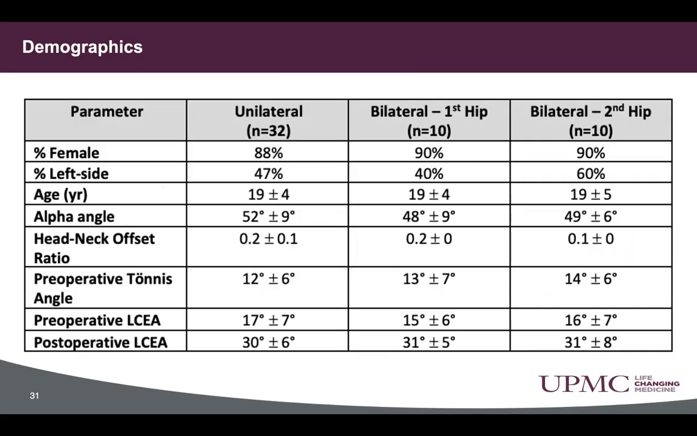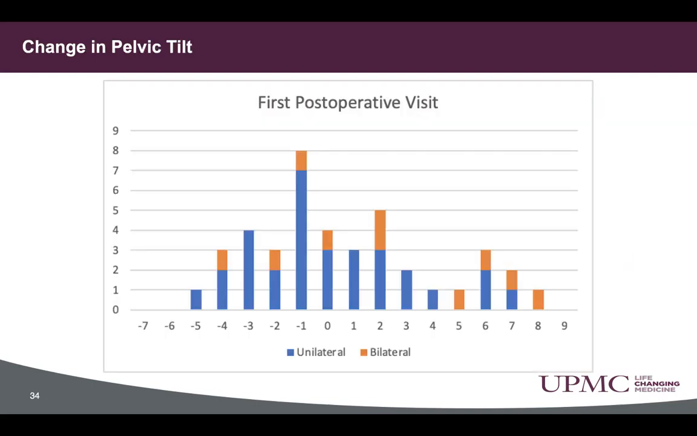These are the demographics of the two groups, which were comparable. Notably, the preoperative lateral center edge angles were about 15 to 17 degrees for both groups, and the postoperative lateral center edge angles were corrected to roughly 30 to 31 degrees. So at the first postoperative visit, around 7 weeks after surgery, there was a wide assortment of changes in pelvic tilt from decreased to increased pelvic tilt, as demonstrated here for both groups.